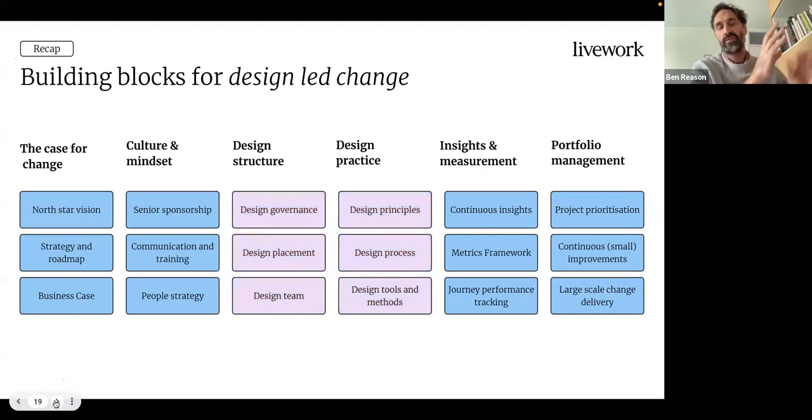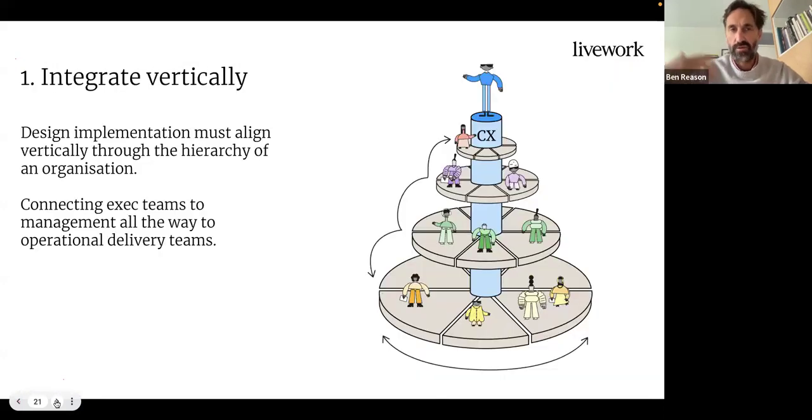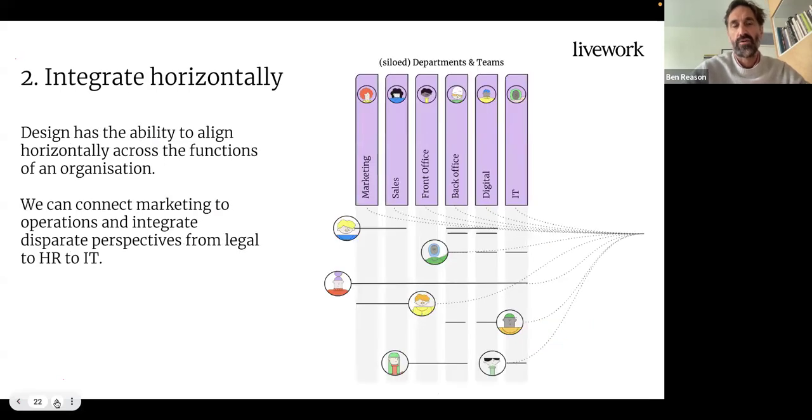Our first webinar, which is on our website, is about the overall case for change from a design point of view, as I've just whistle-stopped through. The second one, which we will be putting live soon, is around how you actually bring design into the mix, so these pink boxes. That talks about how we integrate design into a business, both horizontally and vertically.